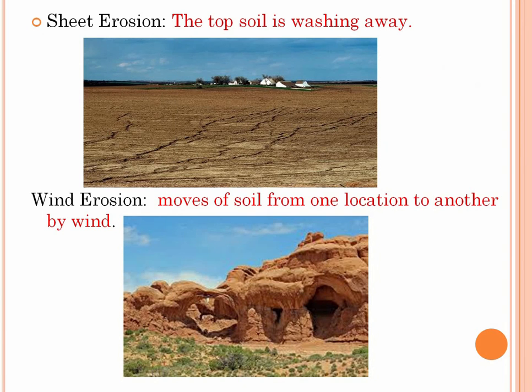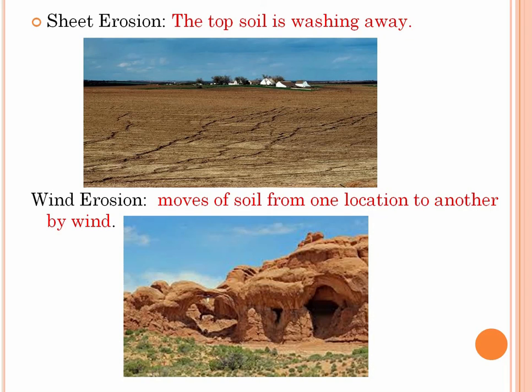Sheet erosion: you can see the sheet erosion pictures here. The topsoil washing away is called sheet erosion. When wind is blowing, or sometimes water flowing on the soil and washing it away, it also forms sheet erosion.